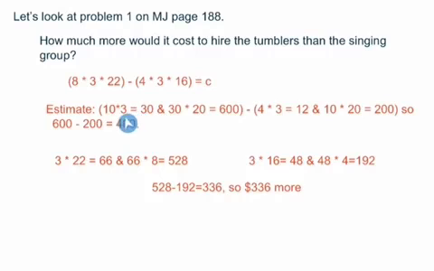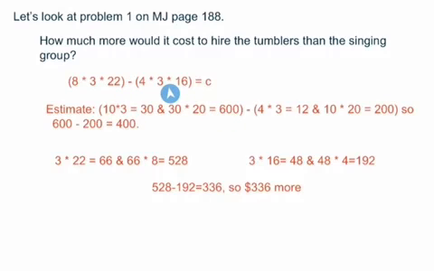So here's how I got my estimate. I said this 8 would become a 10 for me, times the 3 is 30. I'm going to round this 22 to a 20. So this 30 times the 20 gives me 600.